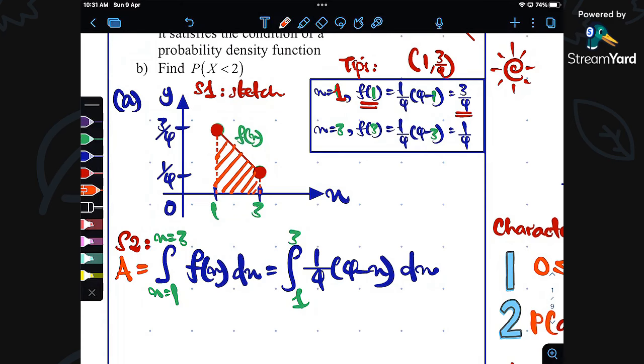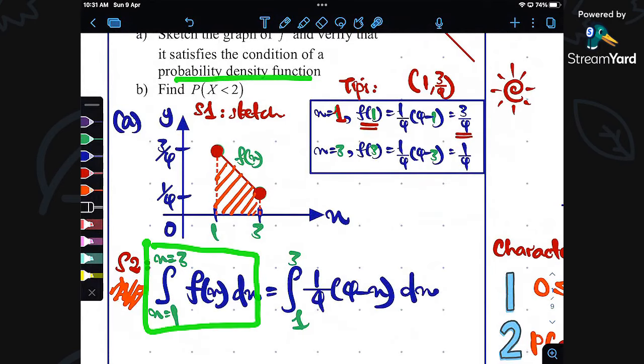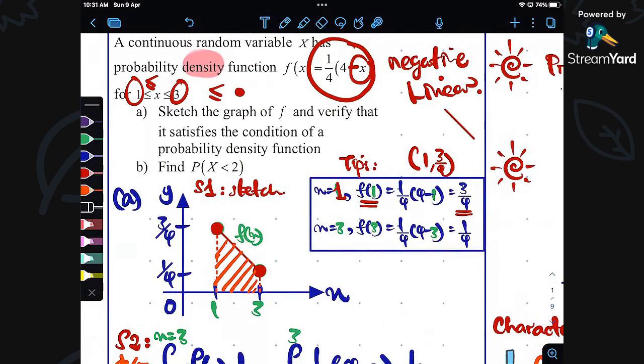The thing is, we do not need to put area A equal, because this is not the chapter of the area. This is the chapter of probability density function. It is enough to write down the integral. Okay, enough.